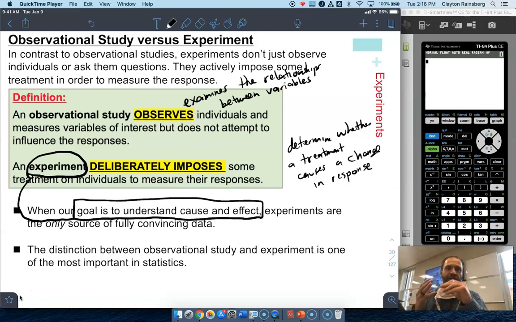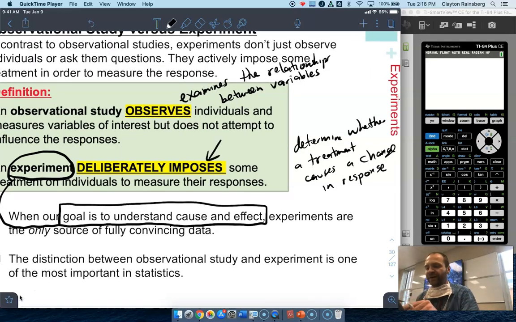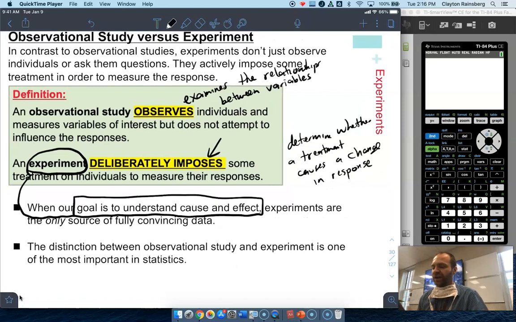Does spending 2 hours on a computer increase somebody's blood pressure? That was what the picture was before. So to see a response to a change, we have to impose a change. We have to deliberately do something to it. And that's what this says. In order to measure a response, we have to impose a change on it.